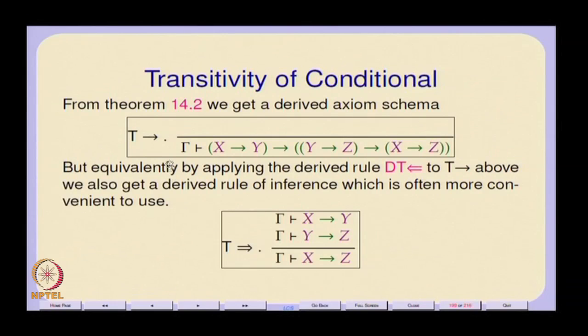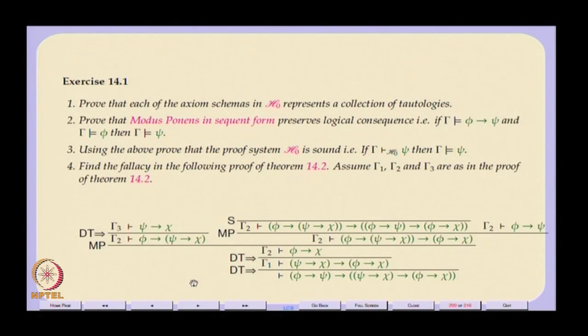So, these two, the axiom schema and the rule of inference, are both essentially equivalent ways of doing things, but we will use whichever one is more convenient to us at any stage. So, that is why I have given them two different names. Okay. So, that is transitivity of conditional.